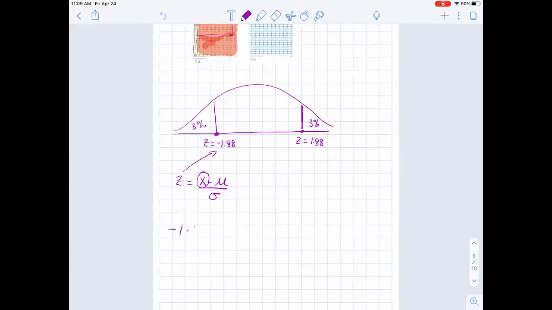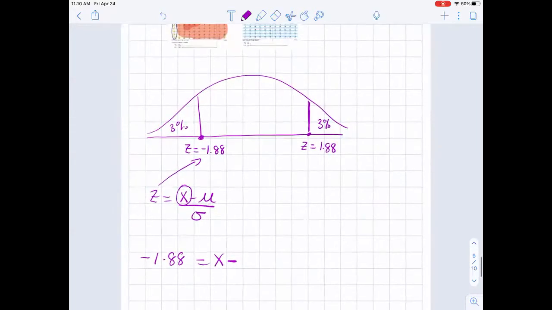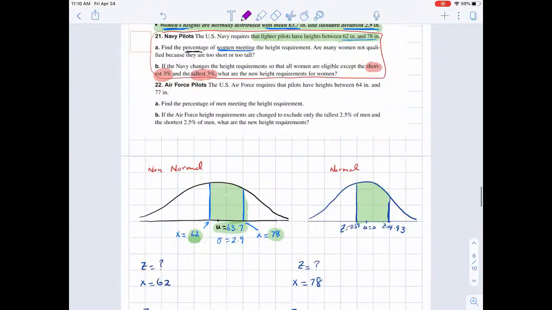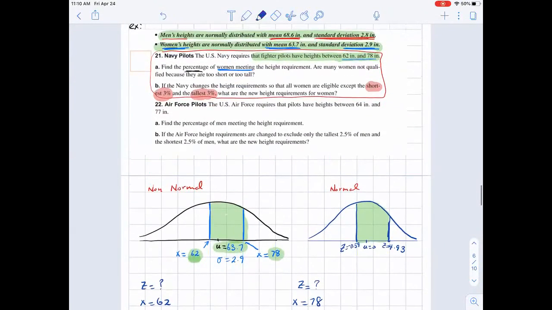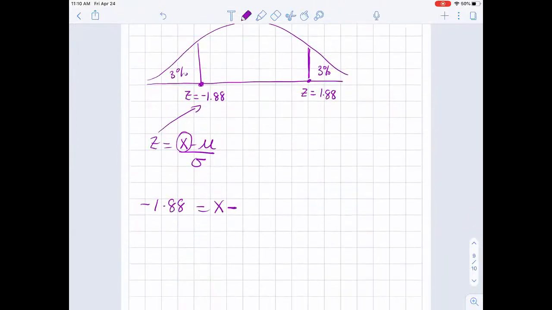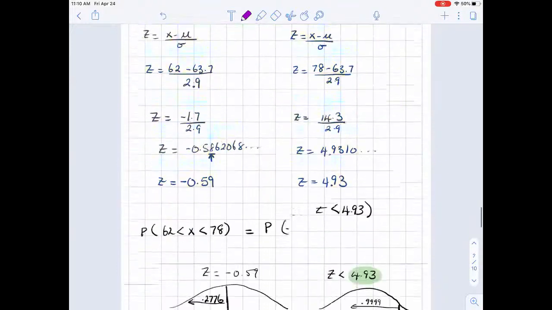So negative 1.88 is equal to X minus mu. What was mu in this example? We have to look and see if they're talking about women or men. Women, right? Yes. So the women's mu is 63.7, and the standard deviation is 2.9, I think. Anyone copy it? 2.9, yes.